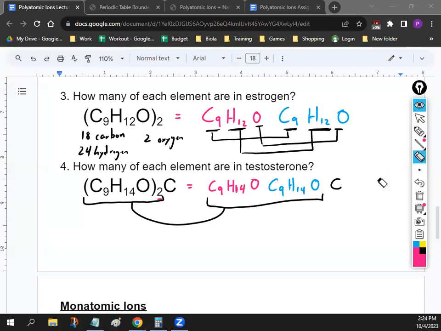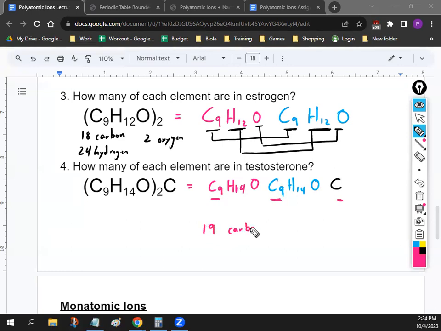So if we take a look at the carbons, you guys should see that there are 9, 9, and then 1. Okay, so that's 18 and then 19. So you should have 19 carbons. There's 14 H's 2 times. That'll be 28 hydrogen. And then lastly, there are 2 oxygen.